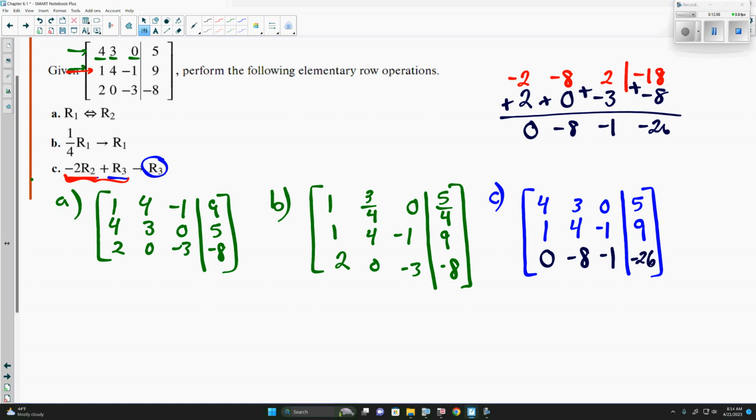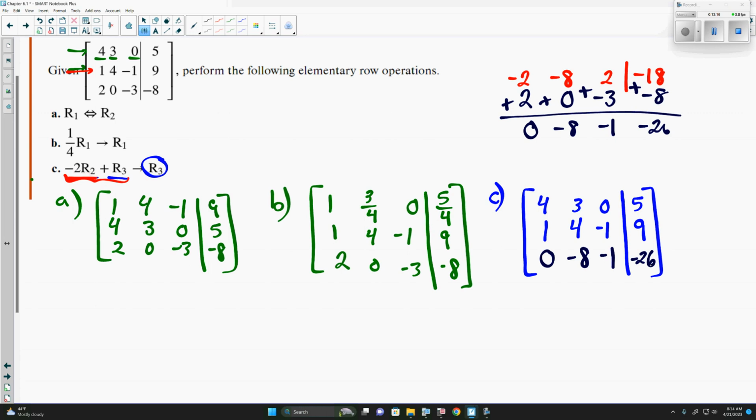Questions on any of this here? Any questions on anything we've done so far? Do we kind of understand how these row operations work?